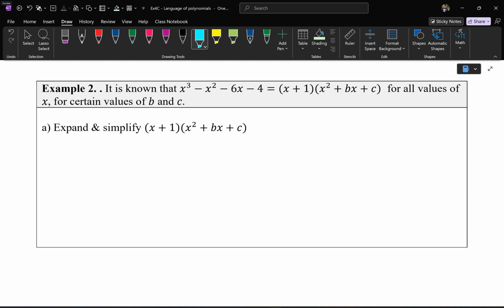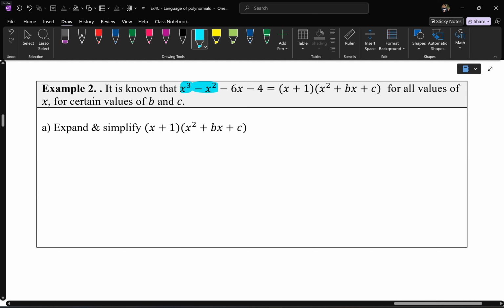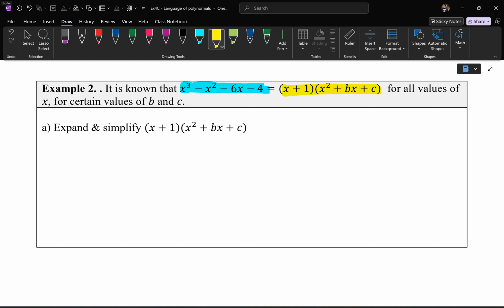It says it is known that x cubed minus x squared minus 6x minus 4 is equal to this. Your job is to find b and c. I've already broken up the steps for you so you can see what happens. Usually that's just the question and then you need to do it yourself. But here we go. Because we've got a cubic over here, you can either factorize it if you want, or we can solve it by equating the coefficients.